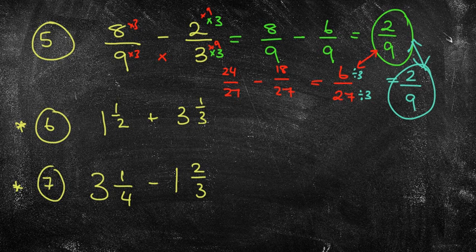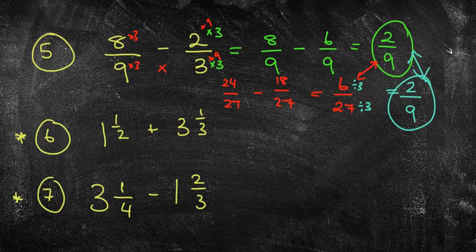However, you can see the first way was so much easier. So if you can see the smaller number goes into the bigger one, then just do that first. If all else fails, though, of course, you can times them together.